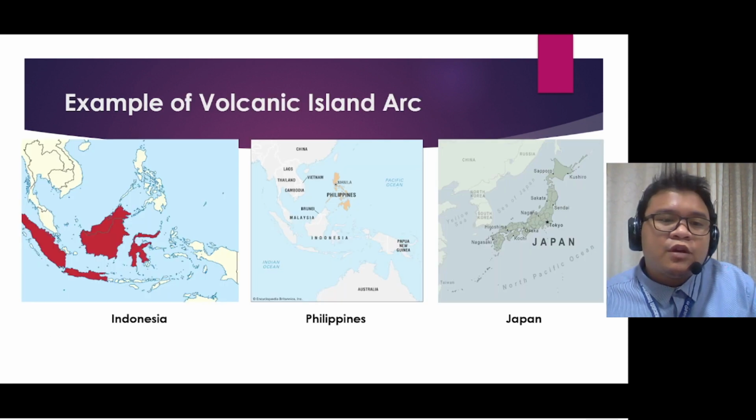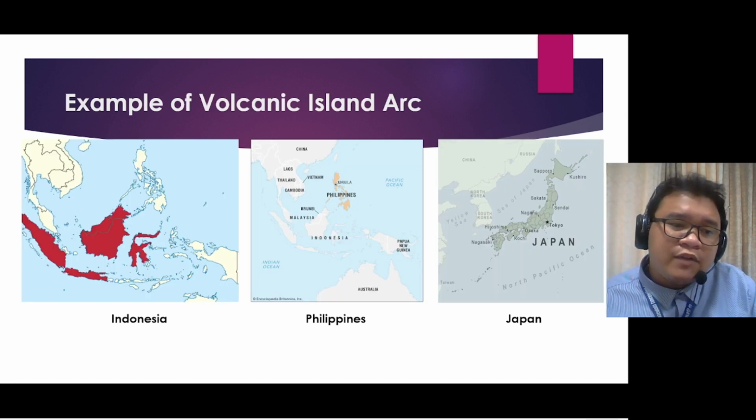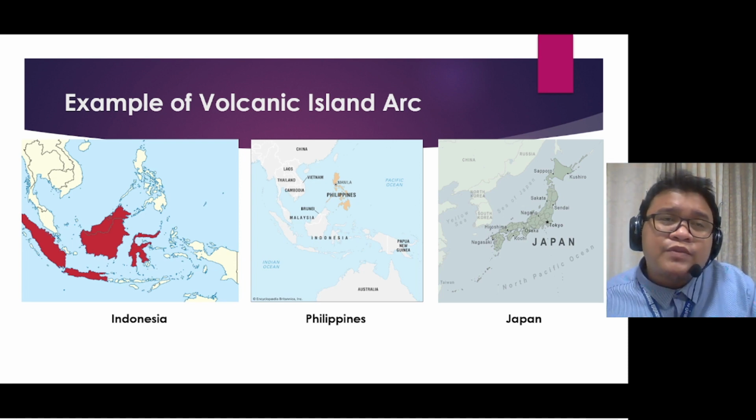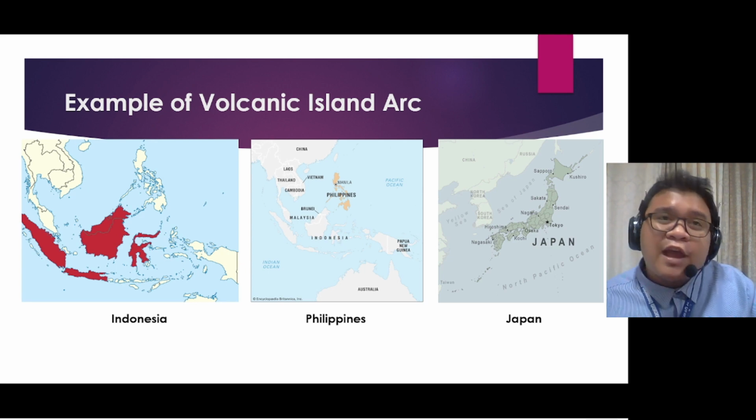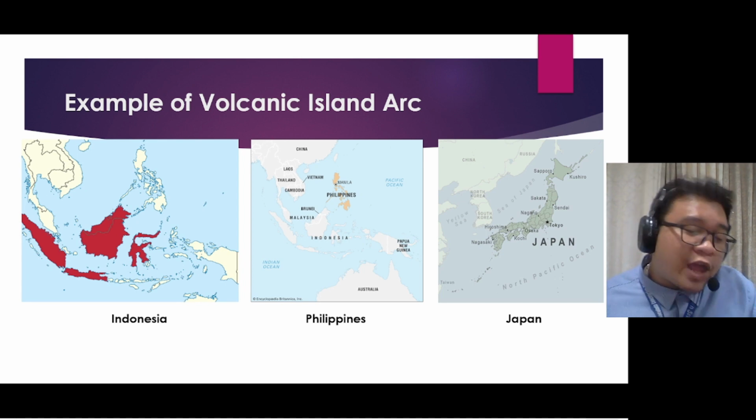Okay? So, what are some good examples of volcanic island arcs? We have here, of course, Indonesia, which is a very famous country in terms of its volcanic activity. In fact, in Indonesia, we can find many famous volcanoes like Mount Krakatoa, Mount Tambora, to name a few. Then we also have the Philippines, which is of course one of the regions found in the Pacific Ring of Fire, and we are also home to some of the most active volcanoes like Mount Mayon, Mount Taal, Mount Pinatubo, to name a few.